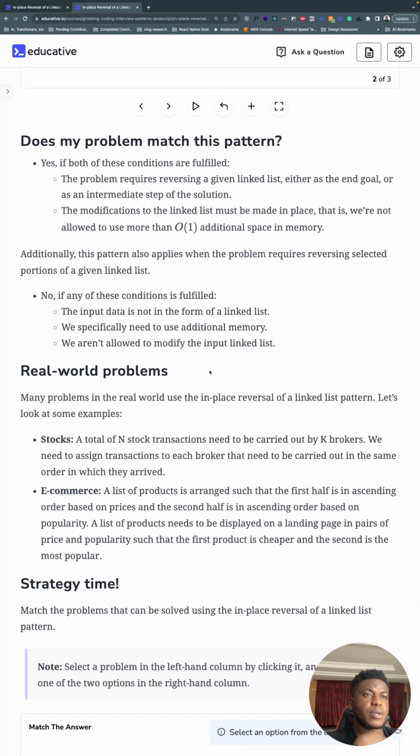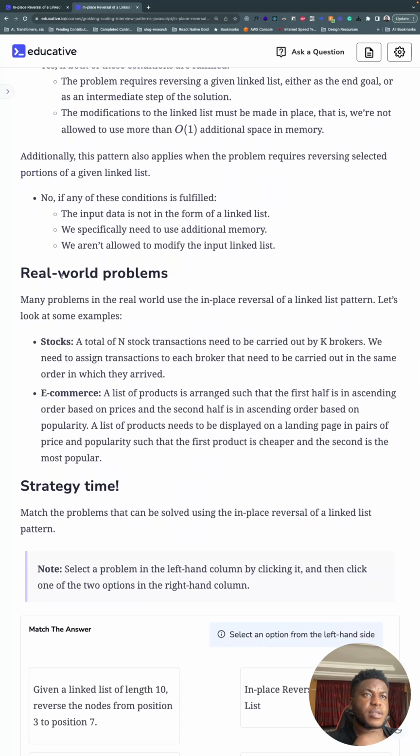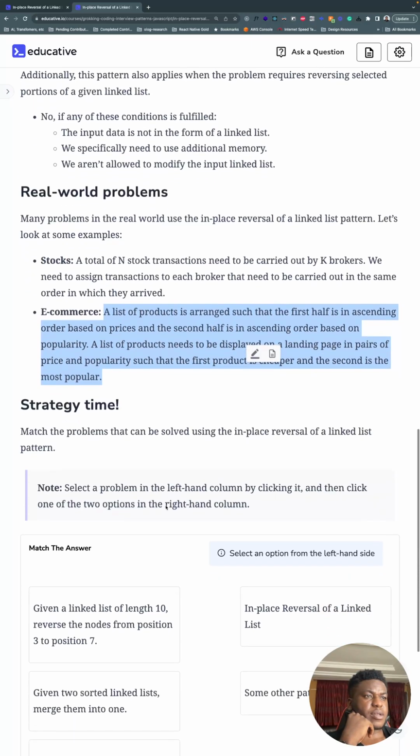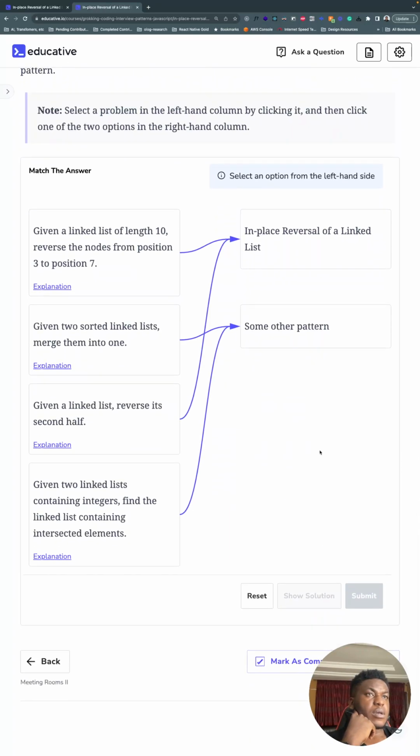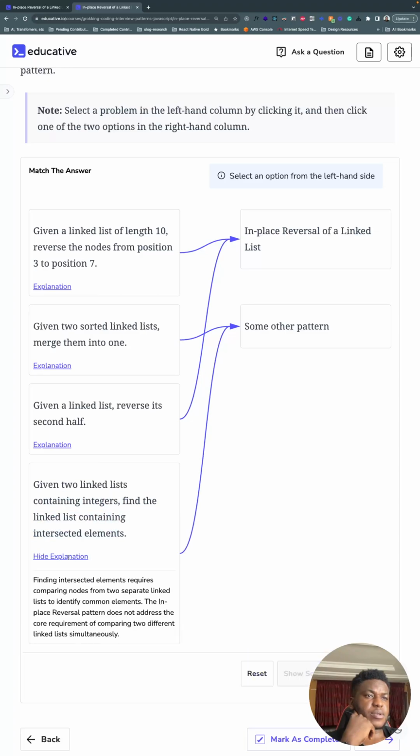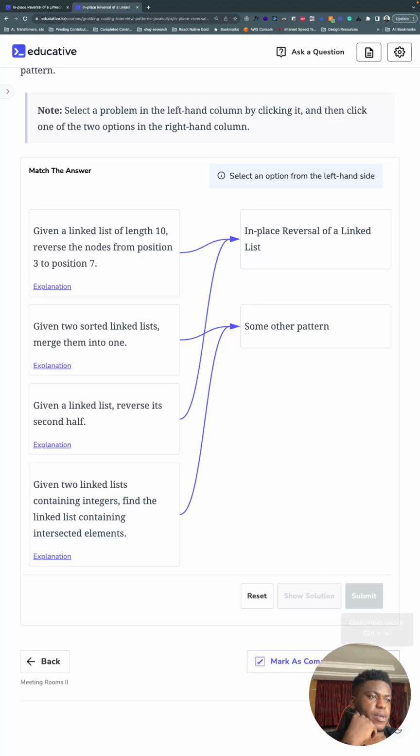Not sure. The reward problems. I think some of these are contrived. Like this reward problem, it says a total of n stock transactions need to be carried out by k brokers. We need to assign transactions to each broker. Yada yada yada. Contrived. Even this seems contrived to me, except you're trying to do like a crude recommendation system. You can pause and read that. There's strategy stuff, but I don't really care, man. If you want to merge two sorted lists, you don't use this pattern. If you want to find the one containing intersected elements, you don't use this pattern.